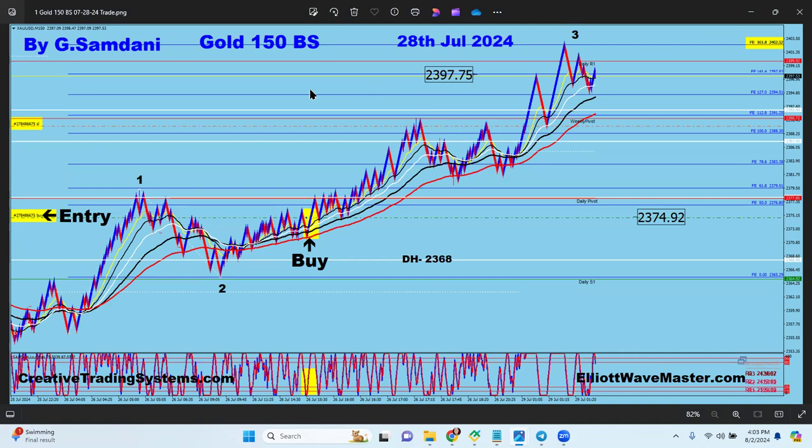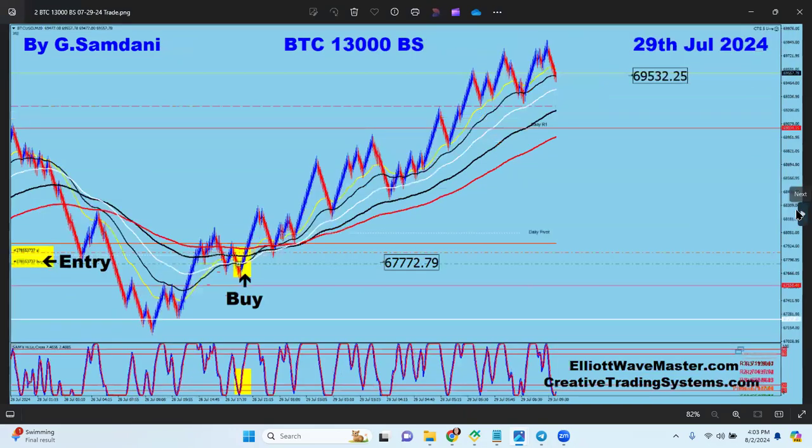So this is the first trade that you can see here. It's on the 28th July. Gold from 150 BS chart, long trade here. This is wave 1, 2, and wave 3. Target was 161, and it went straight up and hit the target, and I closed the trade. So this is the first one.